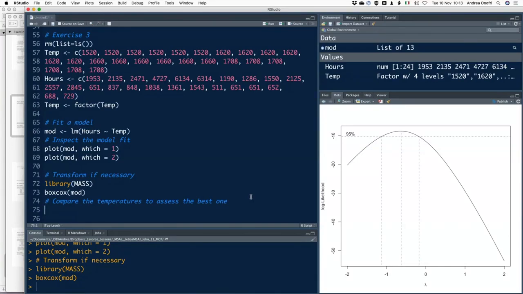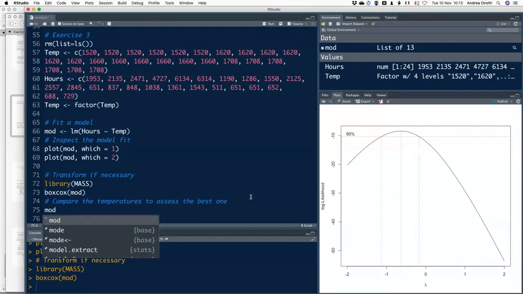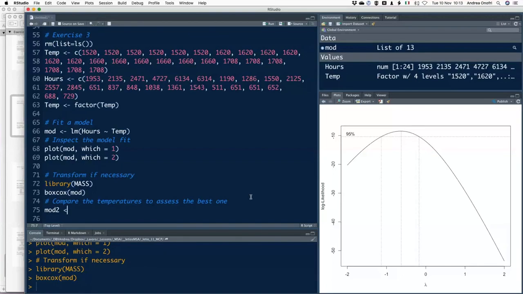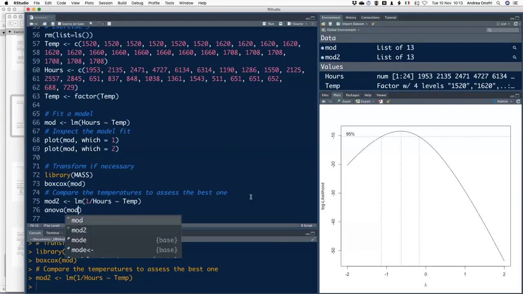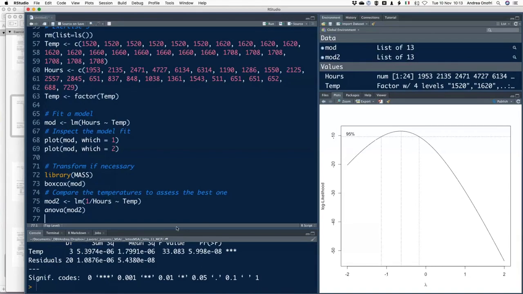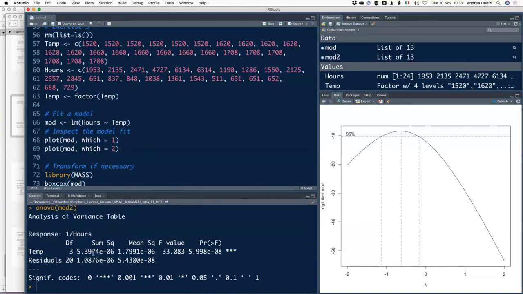So what do I do? I refit the model, mod 2, taking the inverse of the number of hours in place of the number of hours and put it as a function of temperature. And here we go. Now let's do the ANOVA partitioning. And here it is.